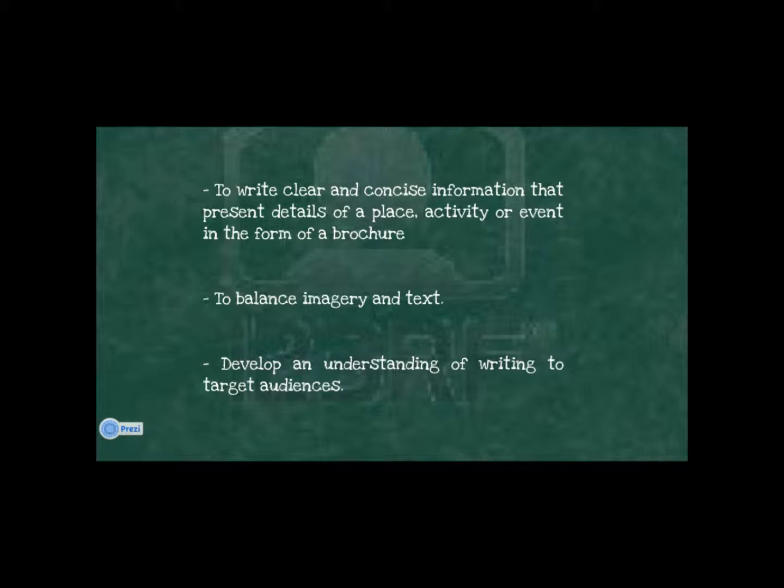The second goal was to have students balance text and imagery throughout their brochures. Having a balance between text and images is a key skill to have when presenting one's ideas through different means, such as posters or even PowerPoint presentations. The third goal was to develop an understanding and enhance skills in writing to target audiences. As you will see, when reading their brochures, they are clear and very comprehensive.